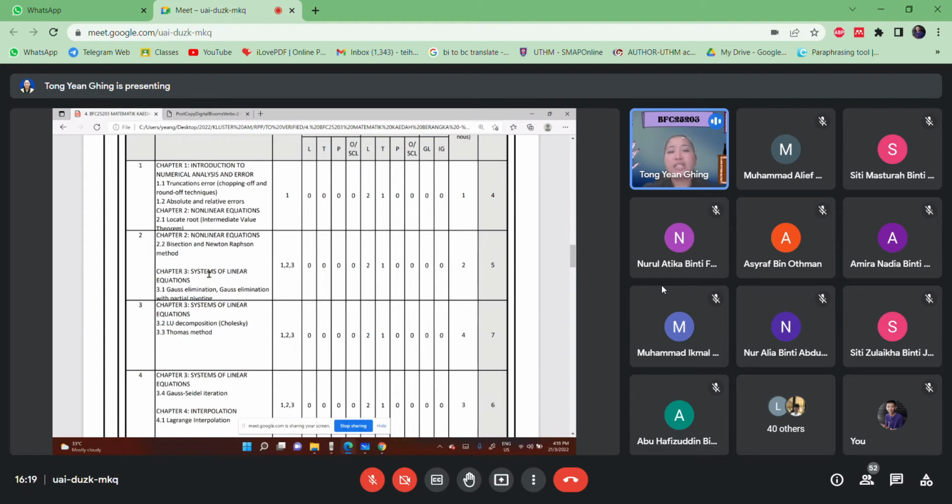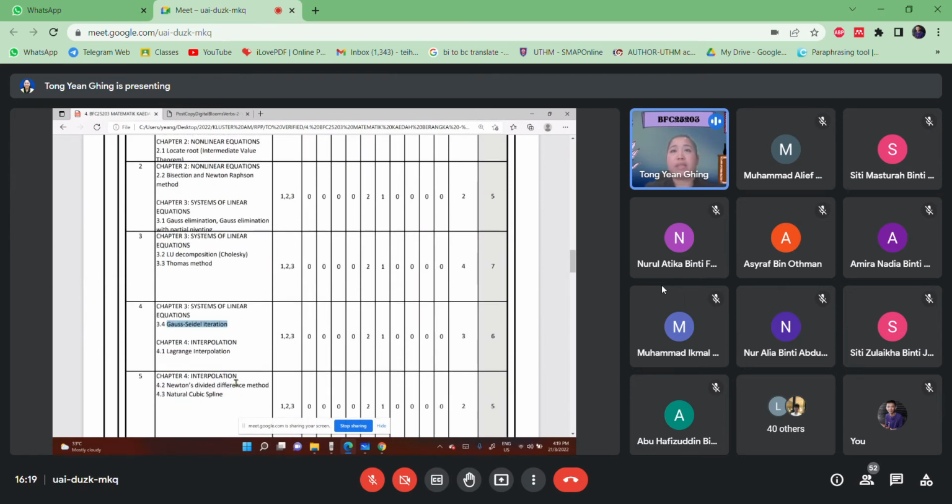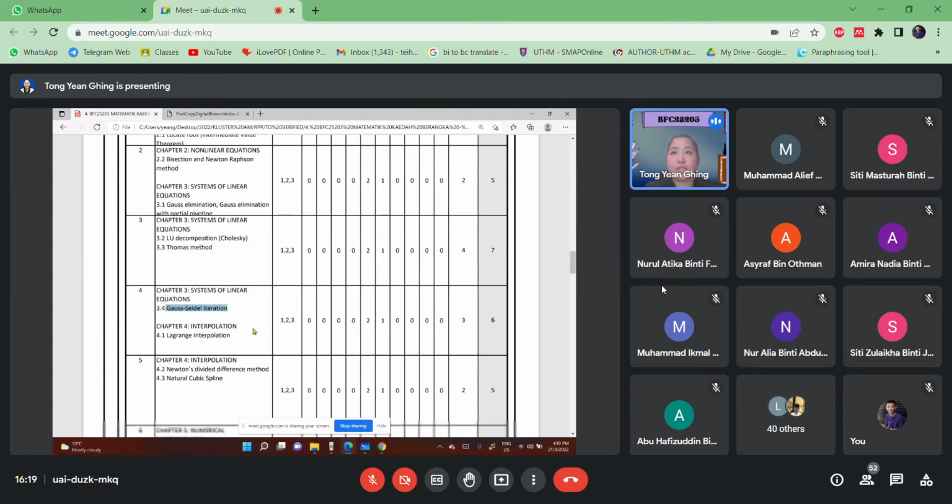Okay, so chapter 3 is about system of linear equations. So basically, this chapter is quite big and quite important. It will come out in your test and final. Okay, Gauss elimination with partial pivoting, and also LU decomposition, Cholesky methods, Thomas methods. And then the last one, Gauss-Seidel iteration methods. So chapter 3 is quite a big chapter. From here 3.1, we have 3.2 LU, and then 3.3 Thomas methods, 3.4 Gauss-Seidel iteration methods.